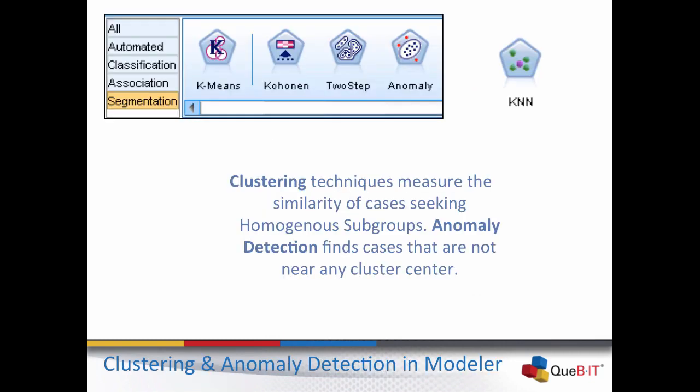In Modeler, we can see that our choices are k-means, Kohonen, and two-step, which are all clustering techniques. Anomaly detection we've already discussed, and KNN stands for k-nearest neighbors. You may possibly recognize this because it was also found in earlier discussions of classification. But it has a feature where it just calculates distances, the same kind of distance that anomaly detection is using.